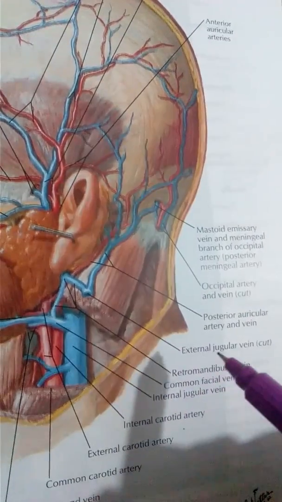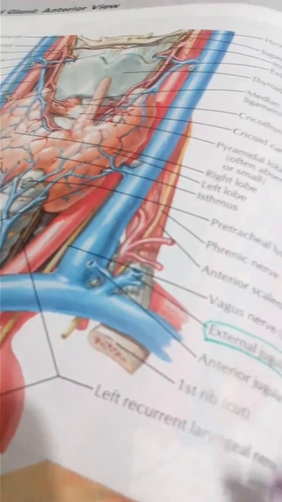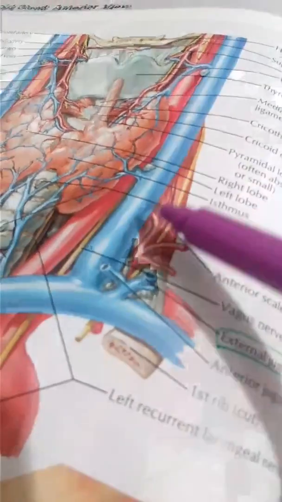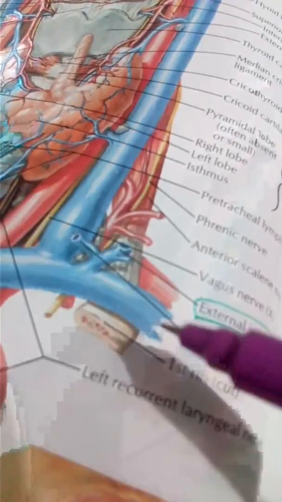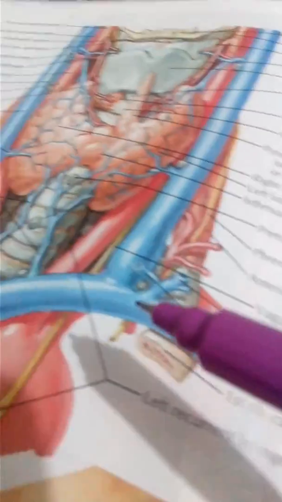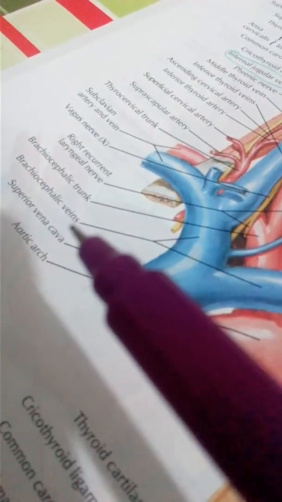here. This is the external jugular vein. I'll show you. See, this is the internal jugular vein coming, and this is the external jugular vein, and this joins the subclavian vein, which is coming from the arm, as you can see, and this becomes the brachiocephalic veins, and then it becomes the superior vena cava right over here.